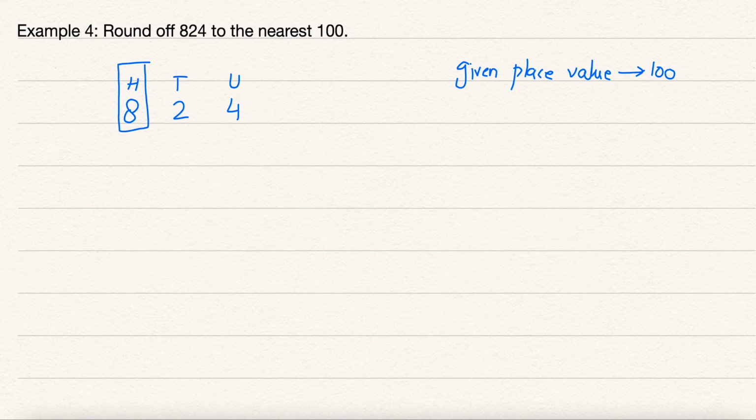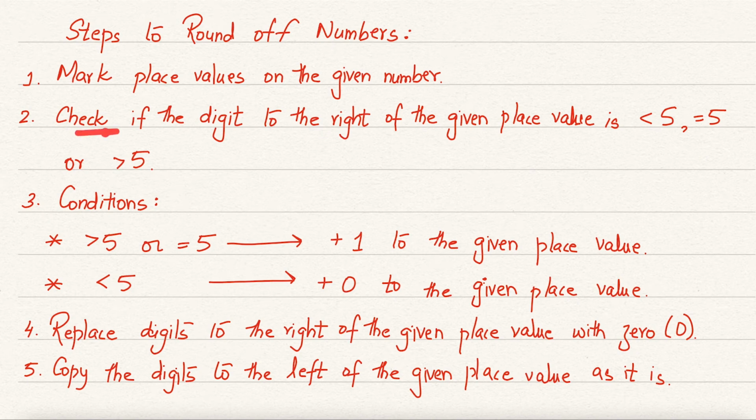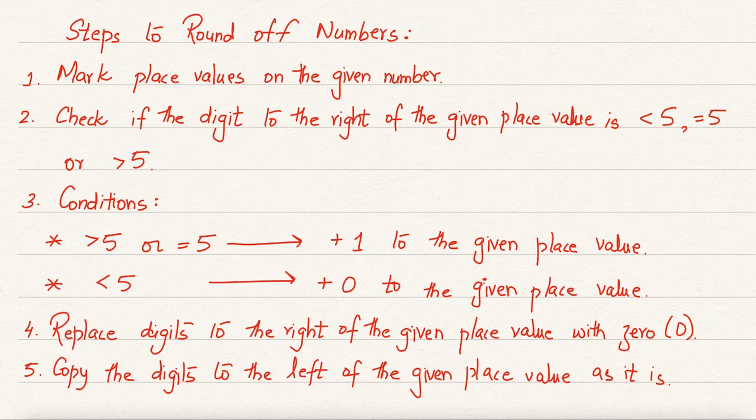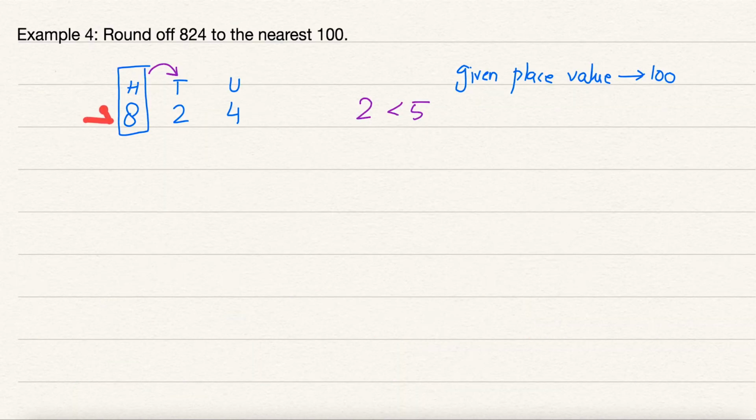According to the second step, you need to check if the digit to the right of the given place value is less than 5, equal to 5, or greater than 5. The digit to the right is the tens digit, and this is 2. 2 is less than 5. According to the conditions given here, if the digit to the right is less than 5, then you will add 0 to the given place value. Given place value is 8, and you will add 0 to 8.